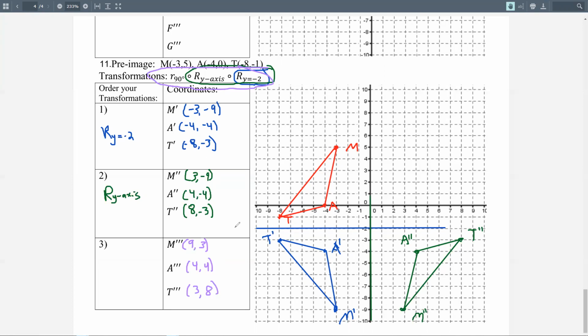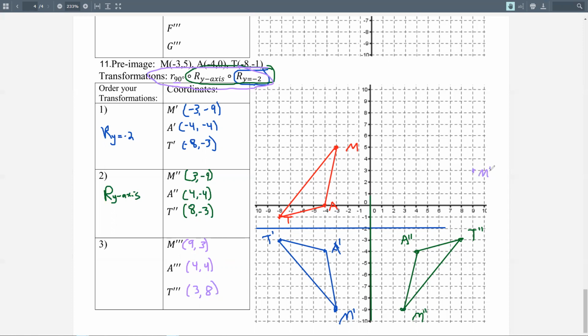All right, next thing is to find the signs. So all of these points, A double prime, M double prime, T double prime, all three of these are in quadrant 4. So if we're going 90 degrees counterclockwise, we're going to end up in quadrant 1, which means they're all positive, positive.